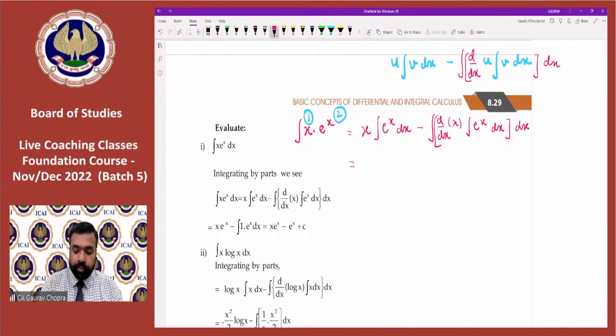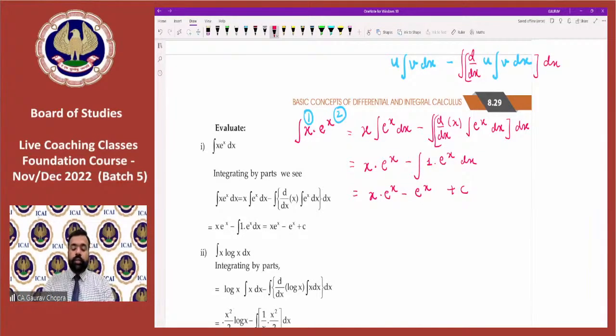Now let's solve this. x will remain as it is. Integration of e to the power of x is the same, minus. Now this time the derivative of x is 1. Then integration of e to the power of x is e to the power of x. And at last dx. So finally we are getting x e to the power of x minus integration of e to the power of x is the same, and we will write plus c. So this becomes the formula. This is the final result.